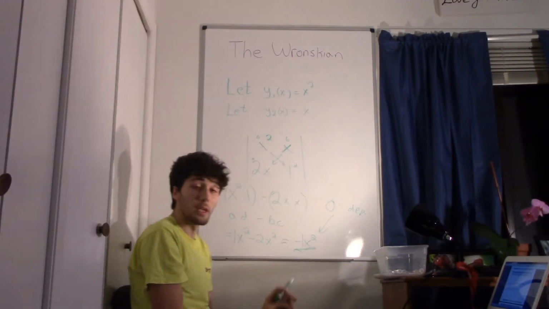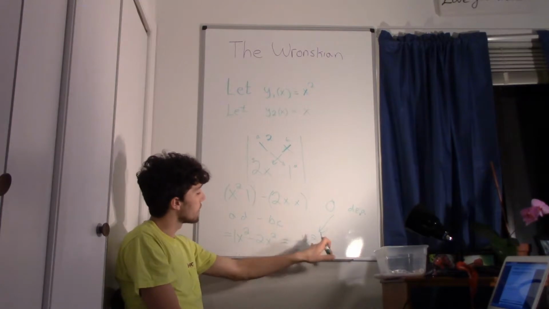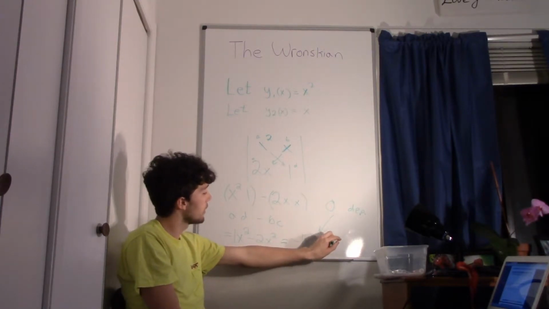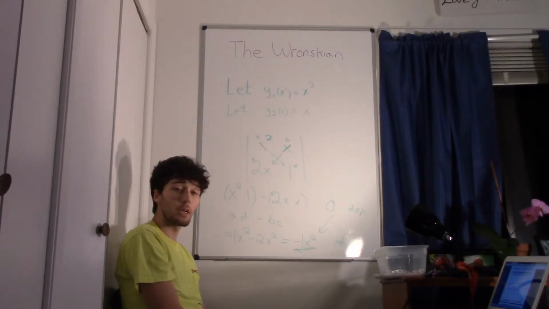We call that a linearly dependent solution, or set of functions. But because this is not 0, it's independent. So that was a relatively easy example. Let's take a look at another one.